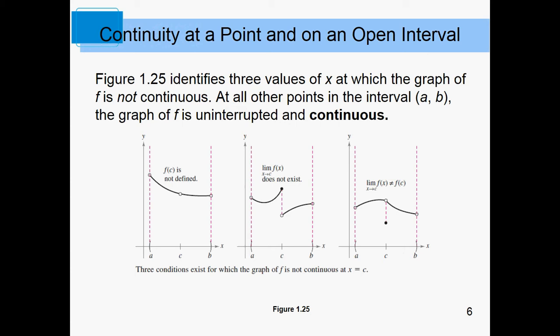The second one is an example where the limit doesn't exist because we're approaching two different values from the left and from the right. Remember that by definition, the limit doesn't exist when that happens. So we also have a jump, and it's not continuous. In the last case, the limit exists and the function exists and has a value, but the value is not where the limit is. Therefore, there's still a hole. Sometimes when you put them together, you still get discontinuity.